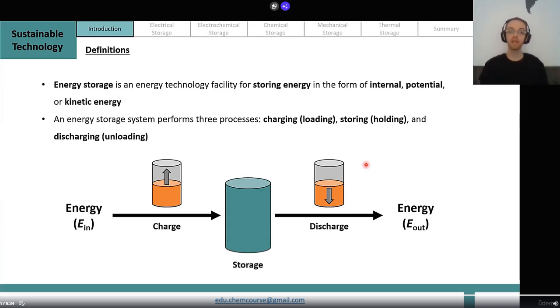To properly understand energy storage, we have to think about a few key definitions here. So energy storage in an energy technology facility for storing energy is usually done in the form of internal potential or kinetic energy. And any energy storage system usually performs three processes. We have a so-called charging process, also called a loading process, a storing process, also called a holding process, and we have to discharge the energy, which is the so-called unloading. This is what you see visualized here.